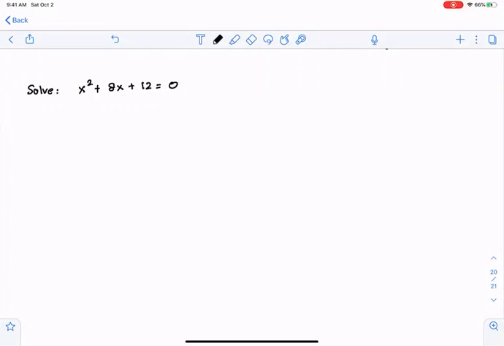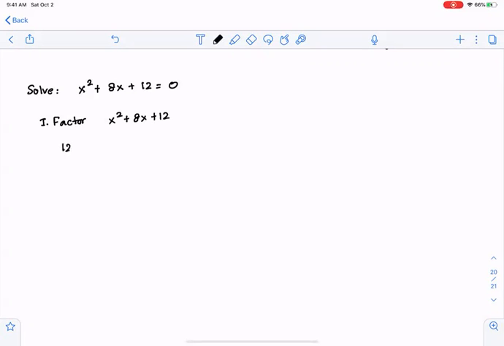The previous problem was easy in the sense they gave us the factored form. All we had to do is to set each factor equal to 0 and solve for x. Here, we don't have the factored form, but we want to solve for x. So the first step to do would be to factor. That would be step 1. And we know how to factor this.